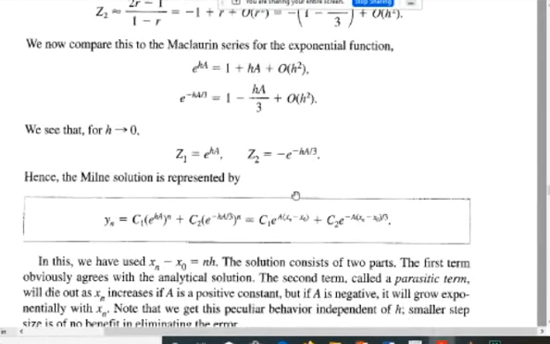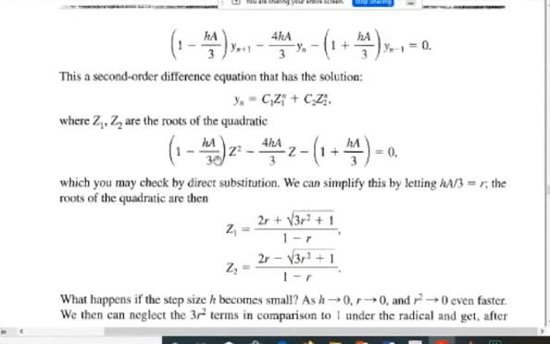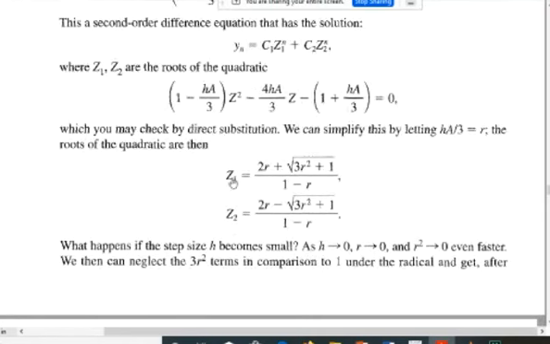By using some rearrangement, the roots of the quadratic of this equation are z1 and z2, based on the values of delta and the methods of finding the roots of a quadratic equation. We get these values for y.